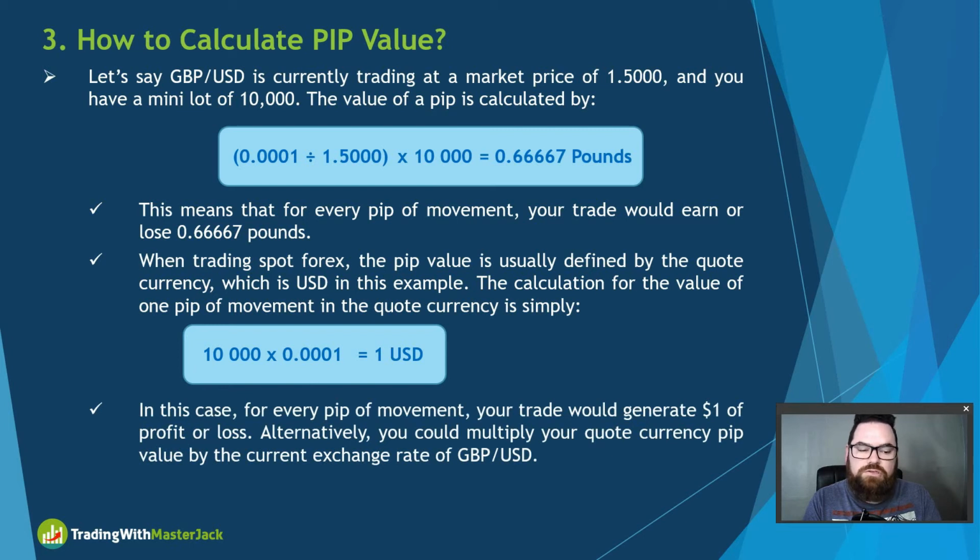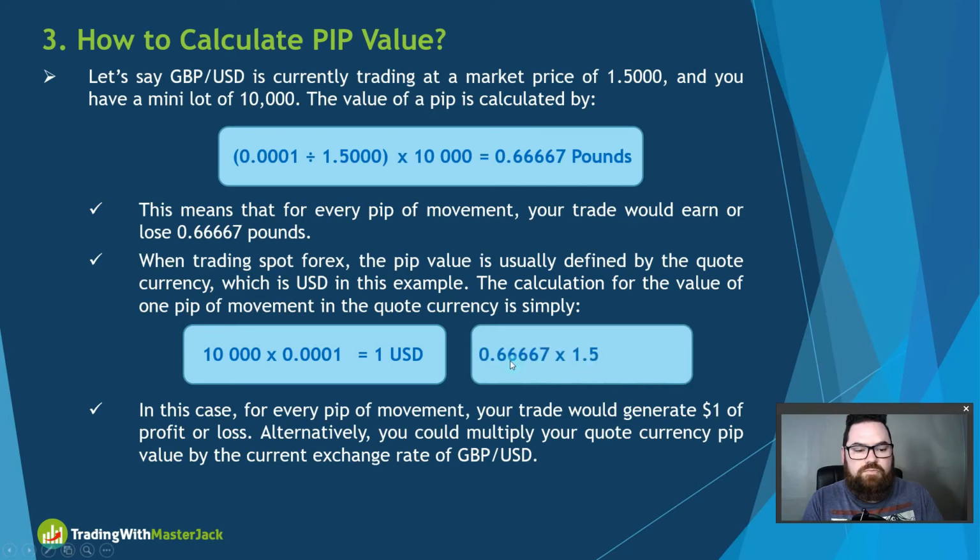Alternatively, you could multiply your quote currency pip value, that is this one over here, the 0.6667, and you can multiply that by the current exchange rate as well, which is the pound and US dollar. Example of that one, there's that 0.6667 times 1.5, and that also would give you $1 US.